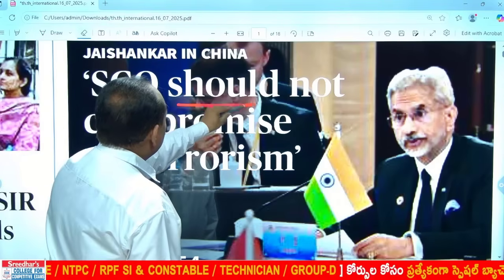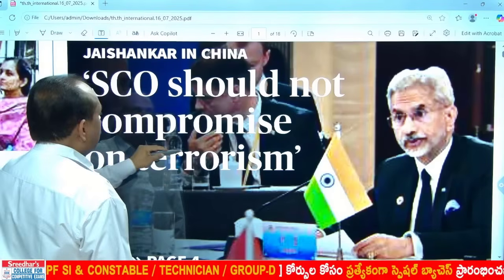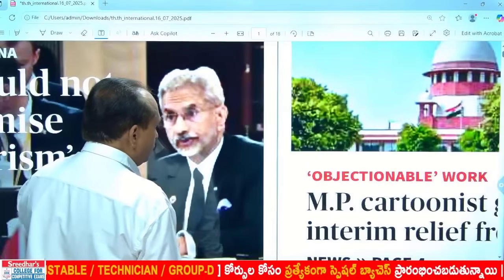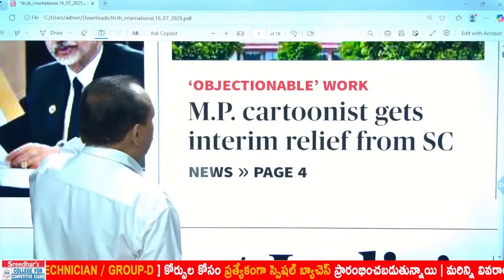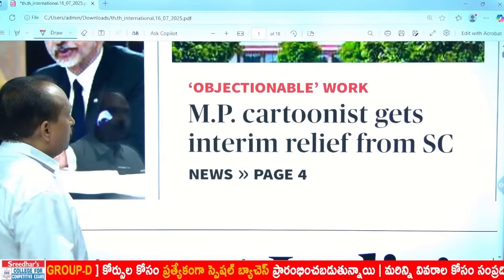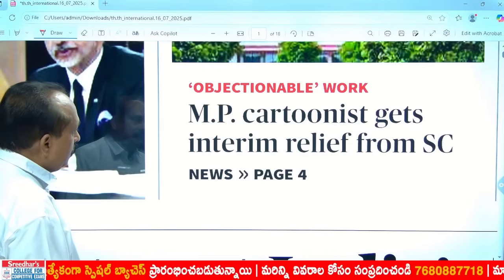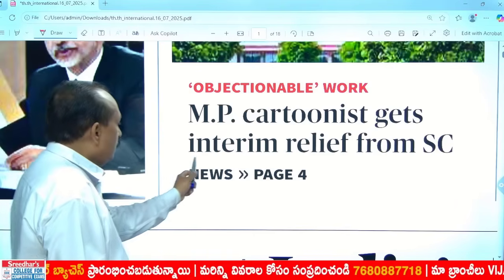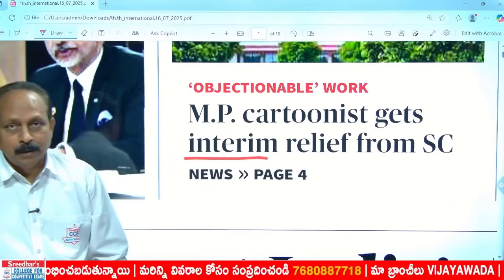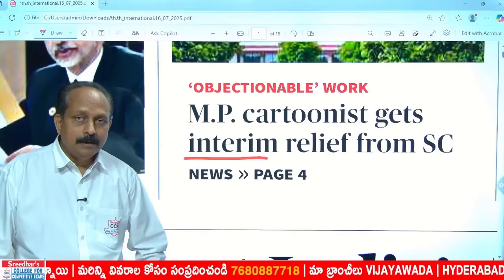Let us go to the next snippet. Here we have objectionable work. MP cartoonist gets interim relief from SC. There's one important word here, interim. It means for the time being, temporary.